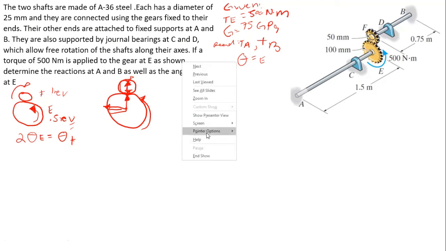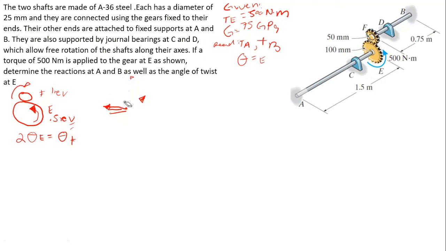Wait lang, buray lang natin yung ano. And then rewrite na lang natin to.